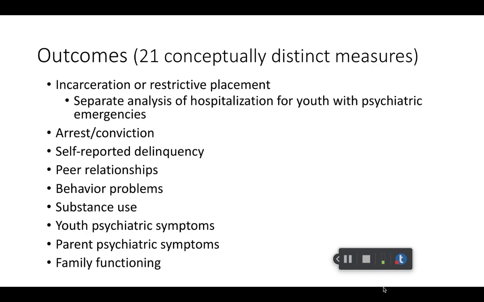So the outcomes included 21 conceptually distinct measures in these categories. So we looked at incarceration for juvenile delinquents or restrictive placement, and here we kept separate analyses of hospitalization for youth with psychiatric emergencies versus foster care placement for youth in child welfare versus incarceration or detention for youth in juvenile justice. We also looked at arrest and conviction in the juvenile justice samples, self-reported delinquency, and so forth.